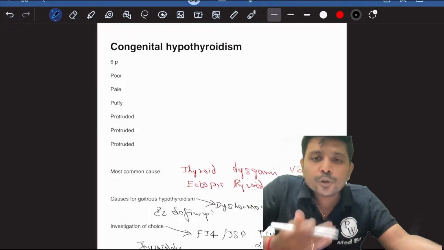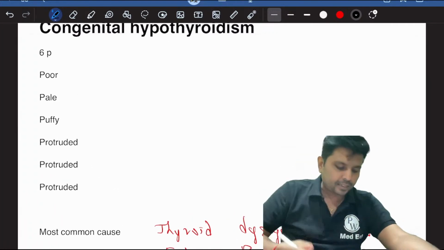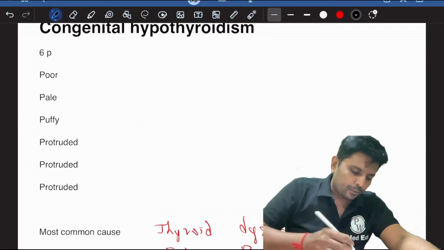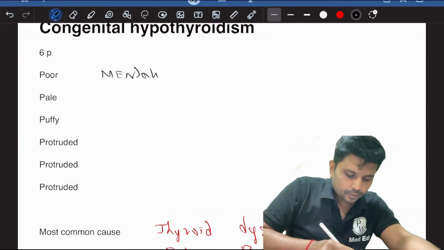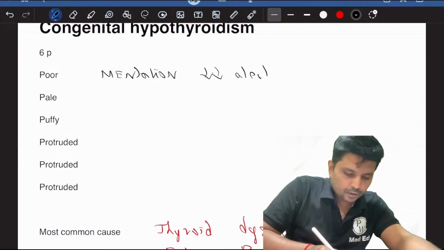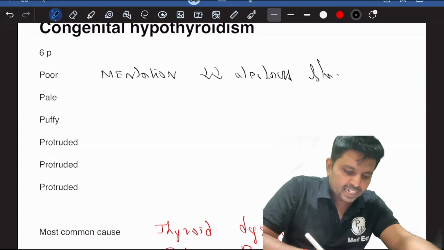Sir, how to identify this hypothyroidism? 6 P's are there. What are all the 6 P's? 1. Poor mentation or reduced alertness of the newborn. The child will be sluggish.